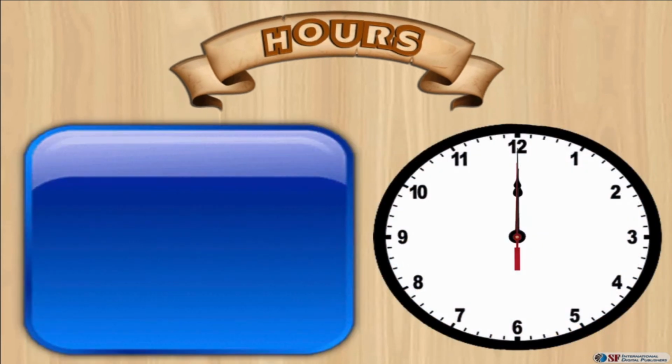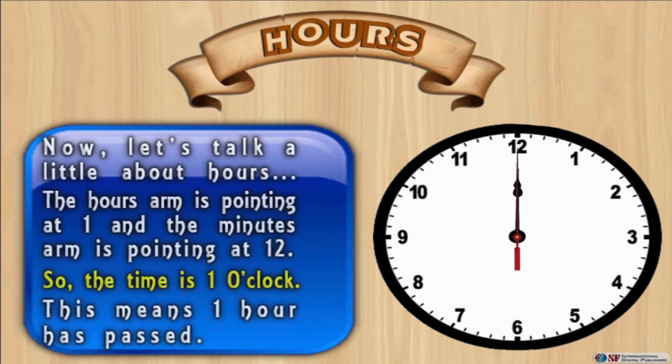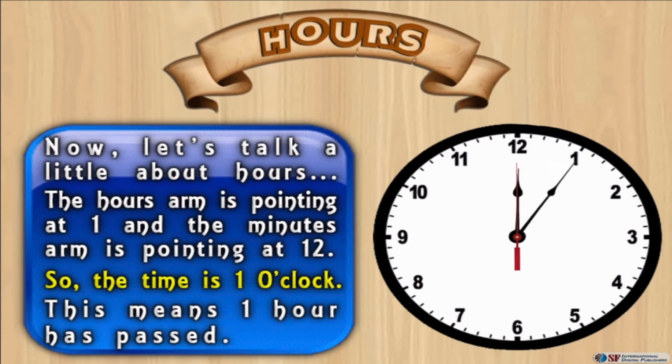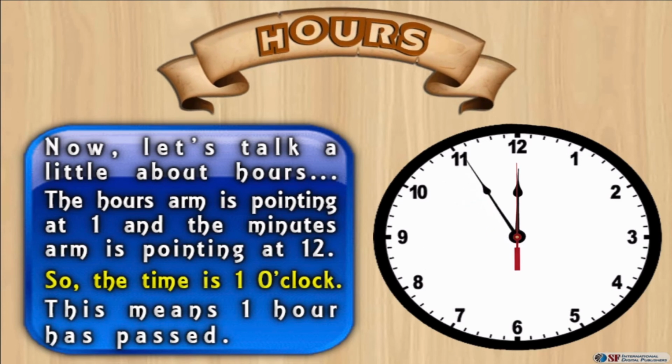Now, let's talk a little about hours. The hours arm is pointing at 1, and the minutes arm is pointing at 12, so the time is 1 o'clock. This means 1 hour has passed.